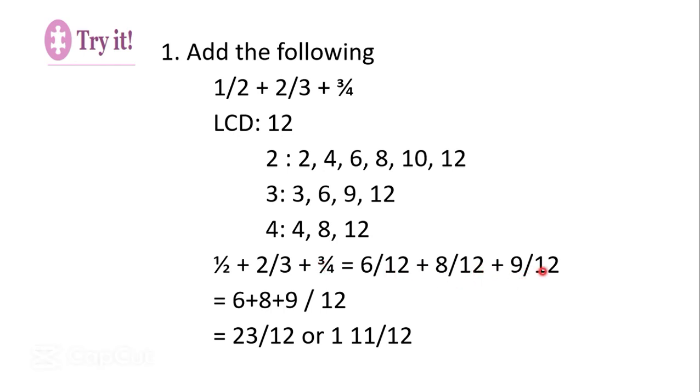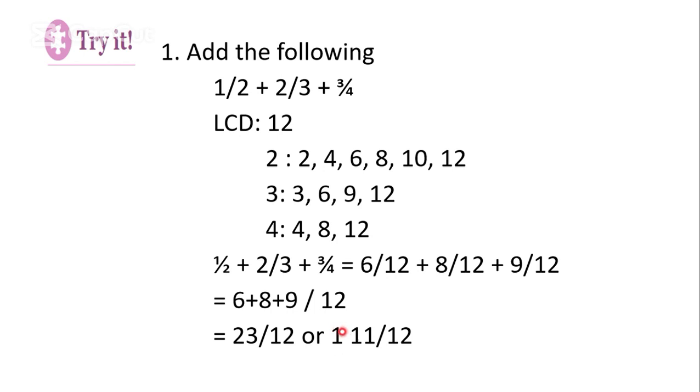Since we have already similar fractions, we have to remember how to add similar fractions. It is to copy the common denominator and add the numerators. 6 plus 8 plus 9, which is equal to 23. Since we have an improper fraction, we need to convert it to a mixed number by dividing our numerator by the denominator. 23 divided by 12, we have 1 and the remainder is 11.